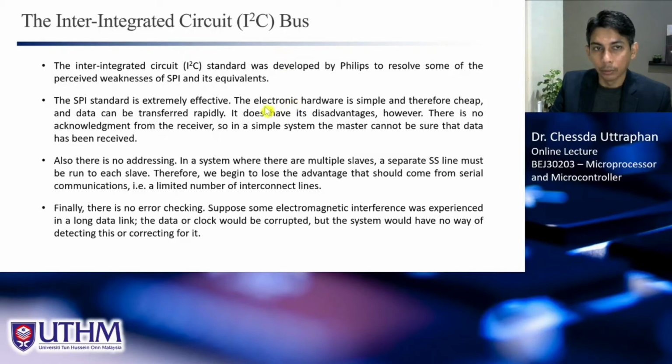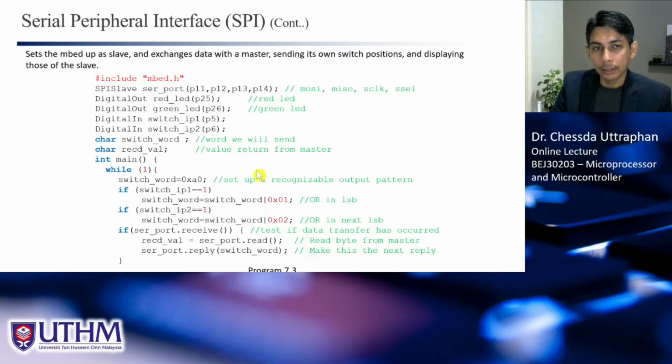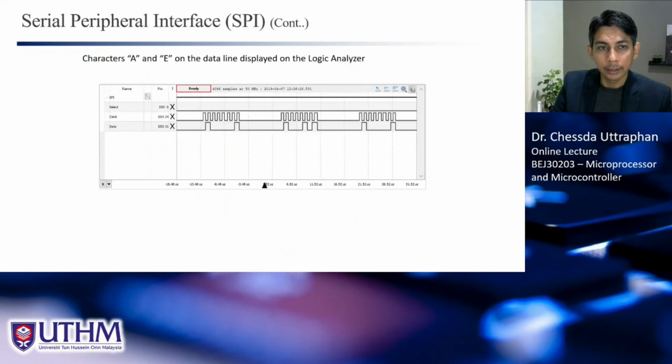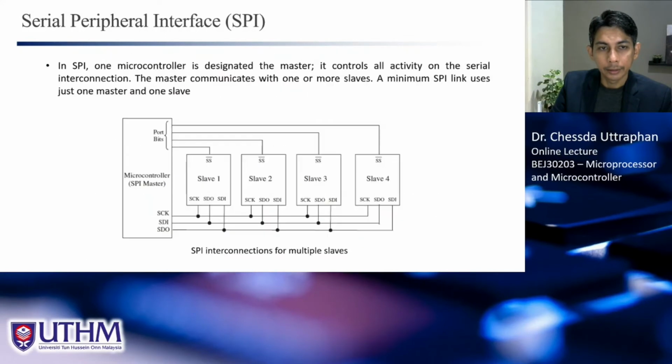Why do we have I2C, why do we have SPI, why do we have so many? Because each protocol has advantages and disadvantages. So when we look at SPI, look at the way we connect between our microcontroller and the peripheral, like this.